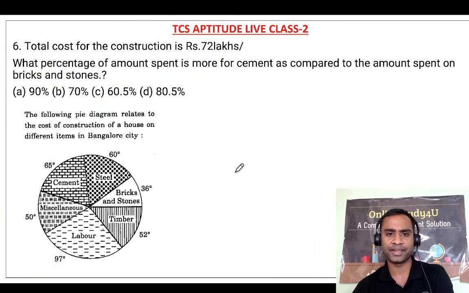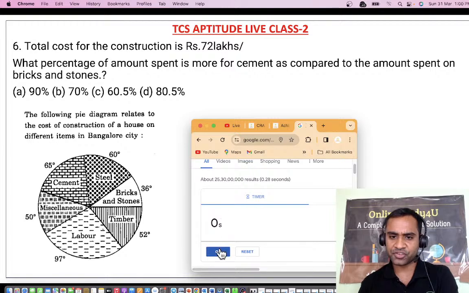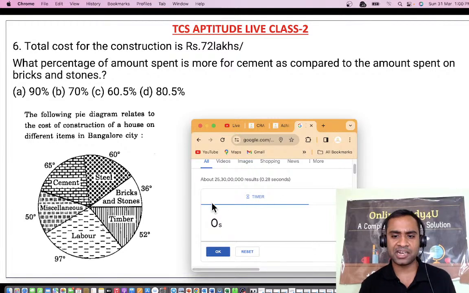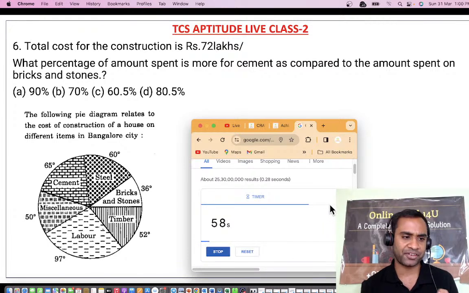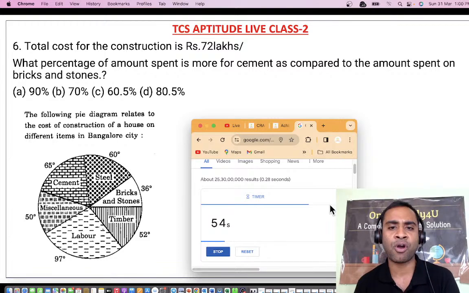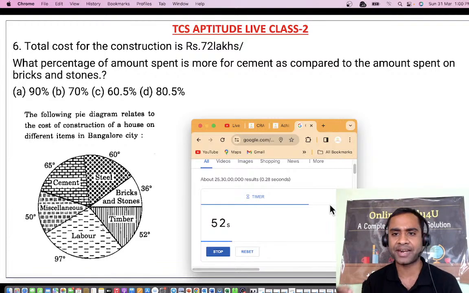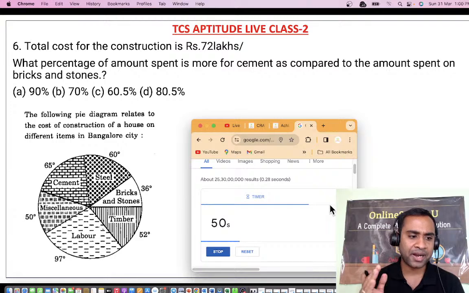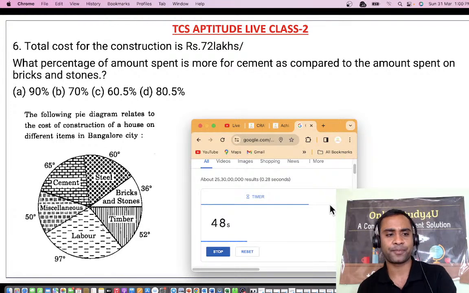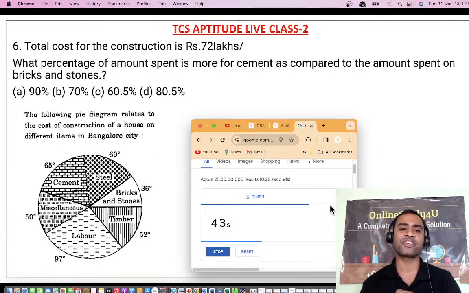Fine. Now the next question. This is a data interpretation question, and in TCS you will be getting questions from data interpretation. Now can you try to solve this? Total cost for the constructions is rupees 72 lakhs. What percentage of amount spent is more for cement as compared to the amount spent on bricks and stones?